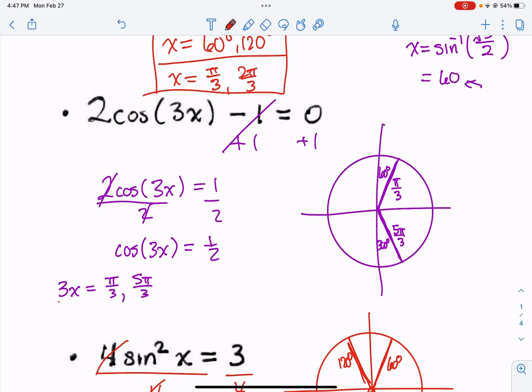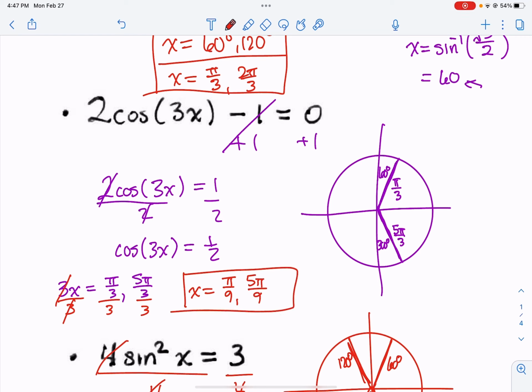Well, how do you get rid of it? By dividing by it, right? Right, so the 3's cancel, and we're left with x equals pi over 9 and 5 pi over 9. Right, and you should have 2 solutions there.